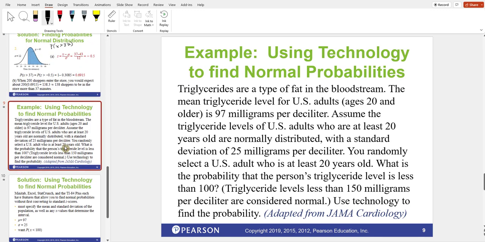Okay. So let's look at one more problem. Triglycerides are a type of fat in the bloodstream. The mean triglyceride level for U.S. adults ages 20 and older is 97 milligrams per deciliter. Assume the triglyceride levels of U.S. adults who are at least 20 years old are normally distributed with a standard deviation of 25 milligrams per deciliter. You randomly select a U.S. adult who is at least 20 years old. What is the probability that the person's triglyceride level is less than 100? Okay, triglyceride levels less than 150 milligrams per deciliter are considered normal.